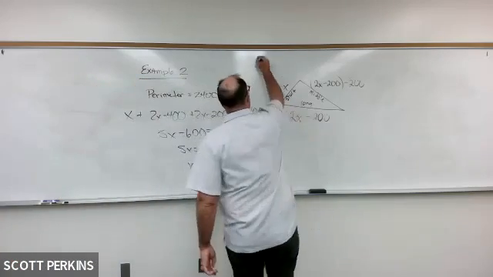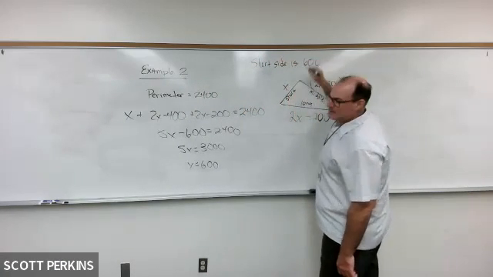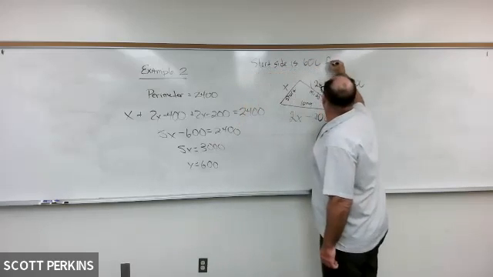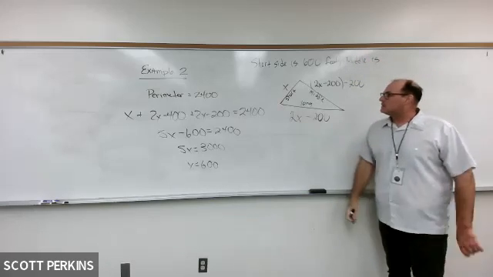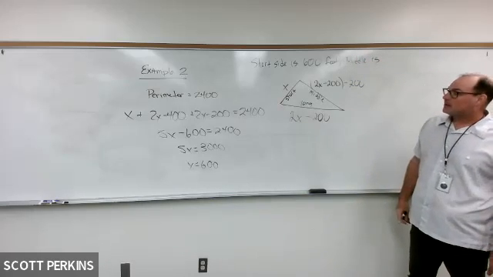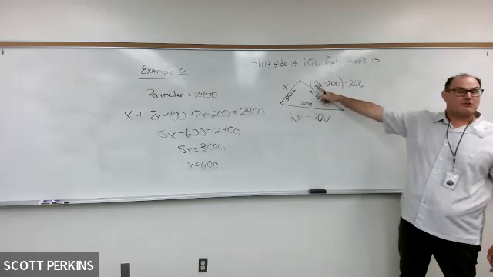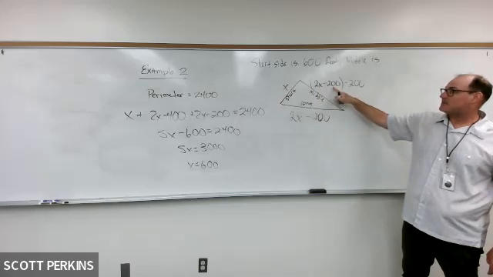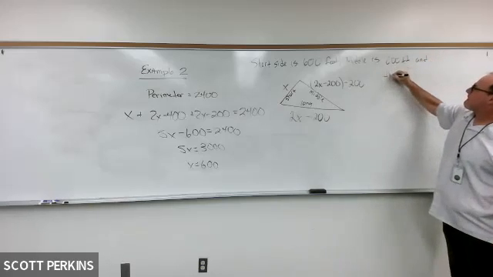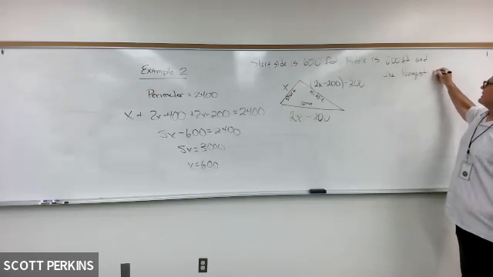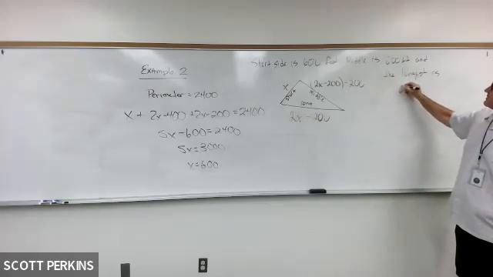So the short side, we already know: 600 feet. The middle is, what's the middle going to be? 2 times 600 is 1,200. Minus 200 is 1,000. Minus 200 is 800 feet. And the longest is 2 times 600 is 1,200. Minus 200 is 1,000 feet.